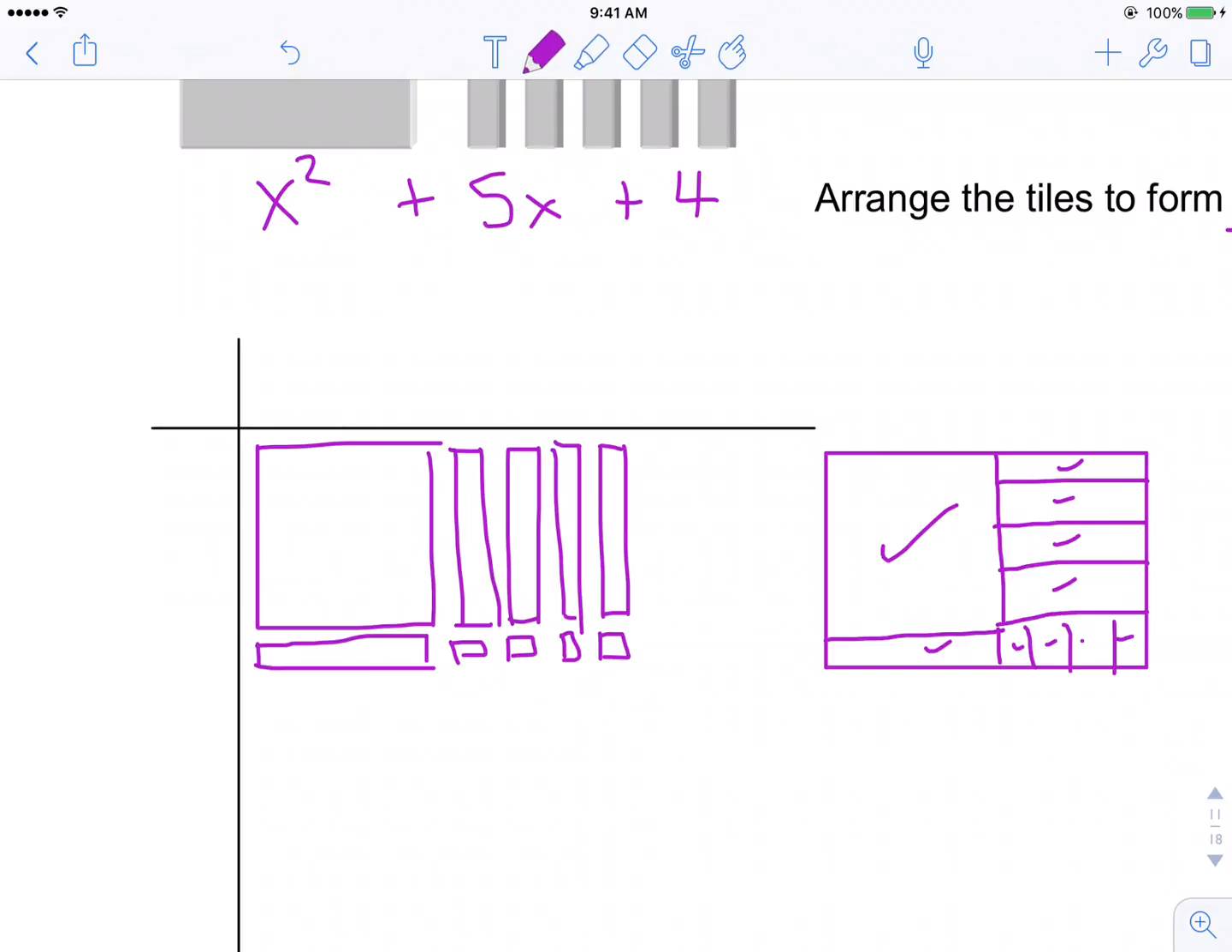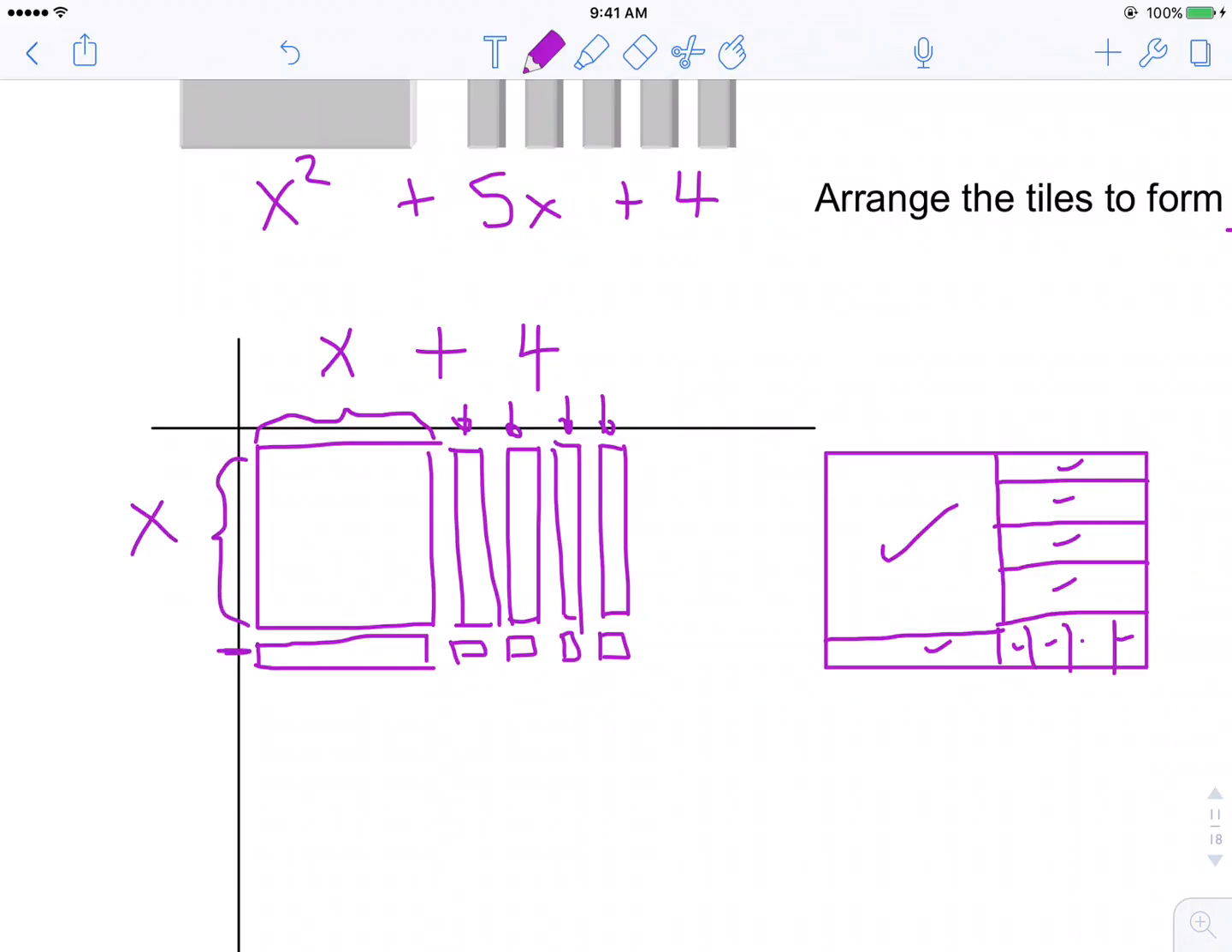So now I look at the dimensions of that rectangle. Well, what does this dimension represent? Represents an x. Each of these edges of these rectangles represent 1s, so this would be a 4. Everything that we're dealing with is positive, so this would be x plus 4. This dimension represents x.